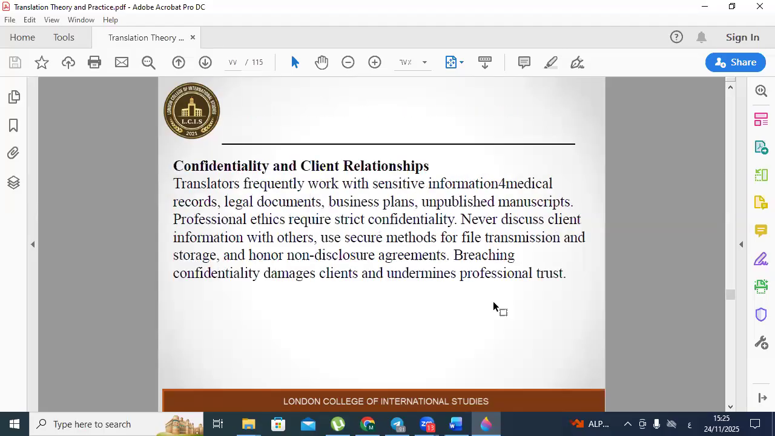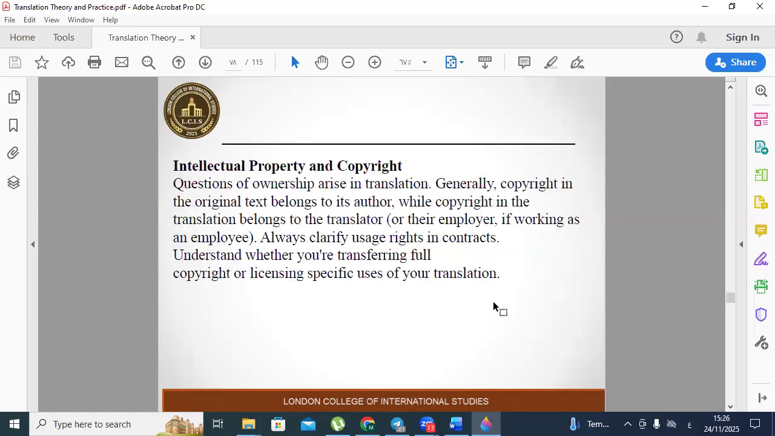So, confidentiality and client relationships. Translators frequently work with sensitive information: medical records, legal documents, business plans, unpublished manuscripts. Professional ethics require strict confidentiality. Never discuss client information with others. Use secure methods for file transmission and storage, and honor non-disclosure agreements. Breaching confidentiality damages clients and undermines professional trust.